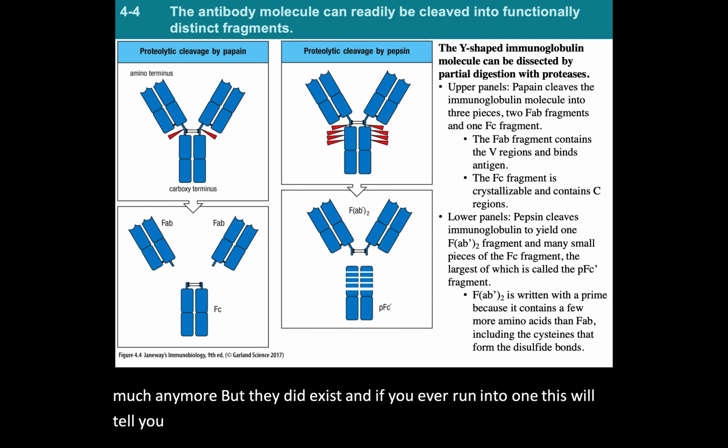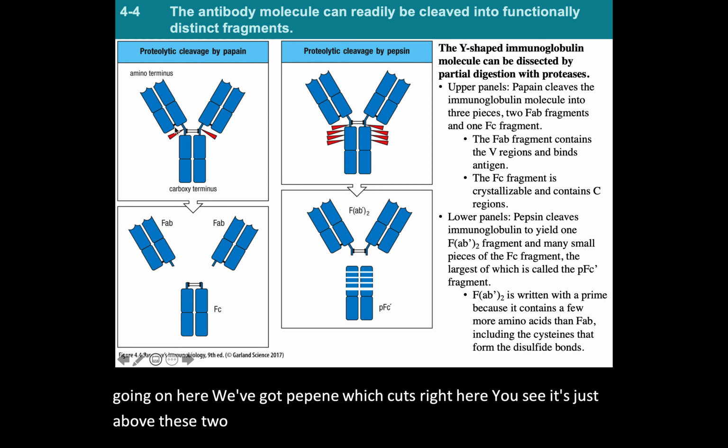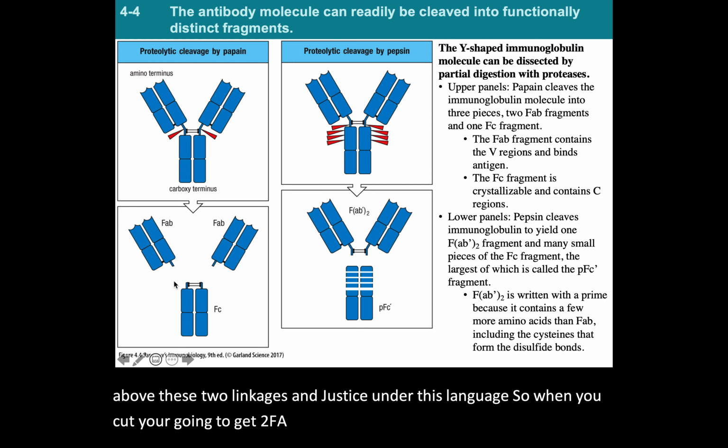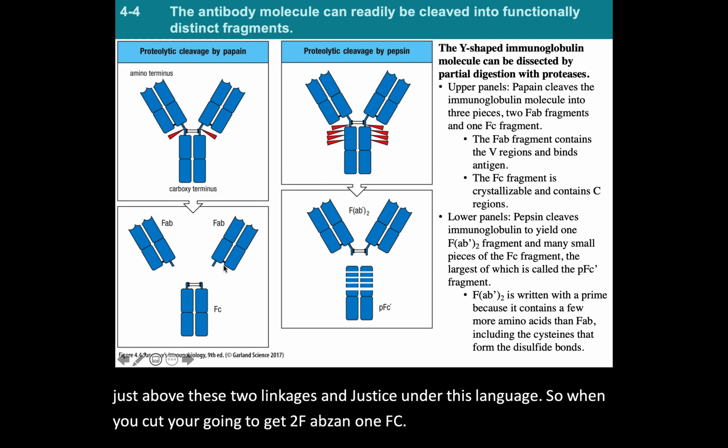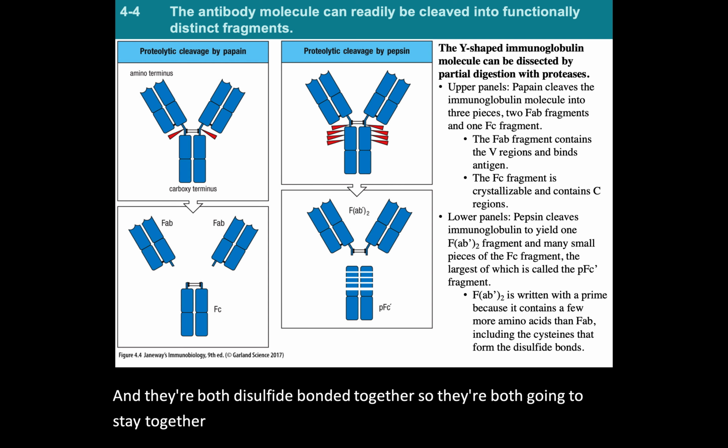So here's a nice little graphic explaining what's going on here. We've got papain, which cuts right here. You see it's just above these two linkages and just under this linkage. So when you cut, you're going to get two FABs and one FC. And they are both disulfide bonded together, so they're both going to stay together, yeah, forever.